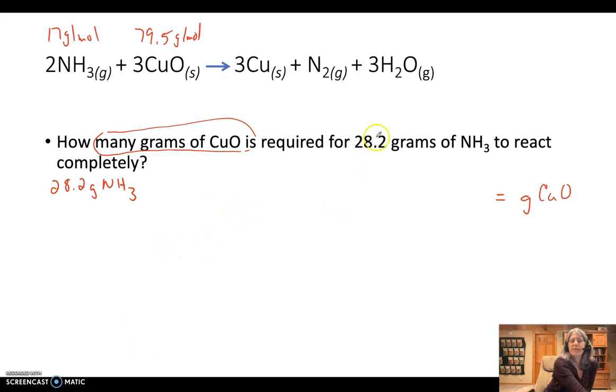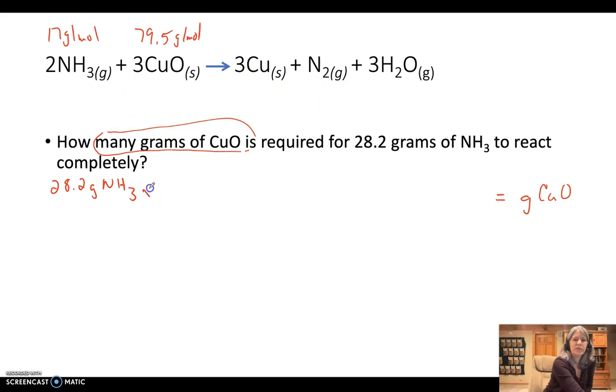Okay, so remember to sort of visualize what's happening in the problem. We're going to be having 28.2 grams of ammonia. We want to know how much of the copper oxide is needed to react with all of that ammonia, right? To use it all up to form the products. So we're going to use our recipe for the reaction, which is the balanced chemical equation. And we can't use that recipe unless we convert things to moles, because these numbers in front are all in moles and we need to work in moles.